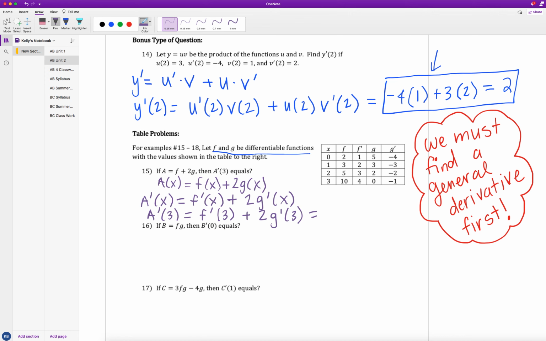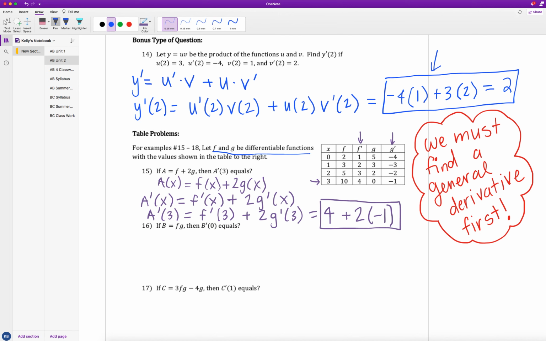So I can find f prime of 3 from the table. I'll go to the f prime column, and then I'll go down to where x equals 3, and that's telling me that f prime of 3 is going to be equal to 4. So the entire f prime of 3 is getting replaced by the 4, since that's what f prime of 3 equals, plus 2 times g prime of 3. Well, I can go to the g prime column, and at 3, I'm getting negative 1. And I know we can simplify those down, but I'm going to just leave them unsimplified for this video.